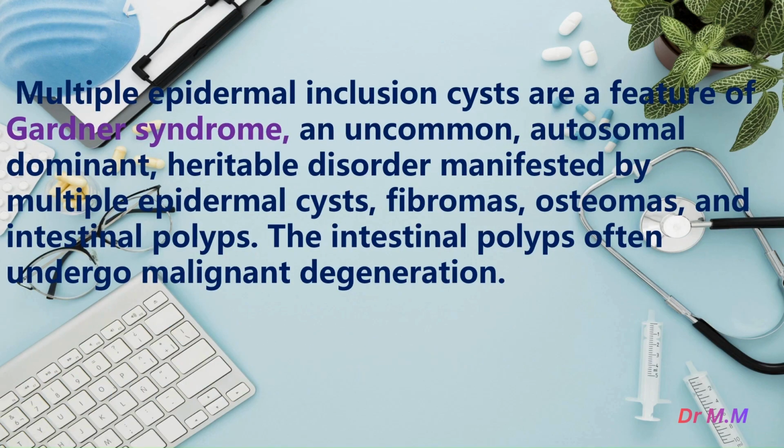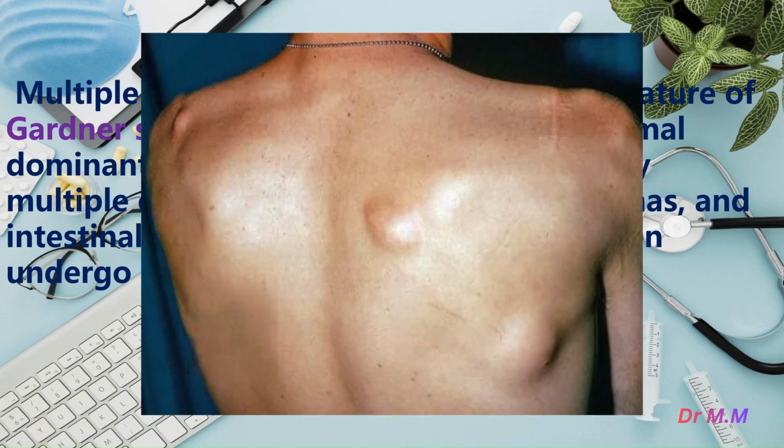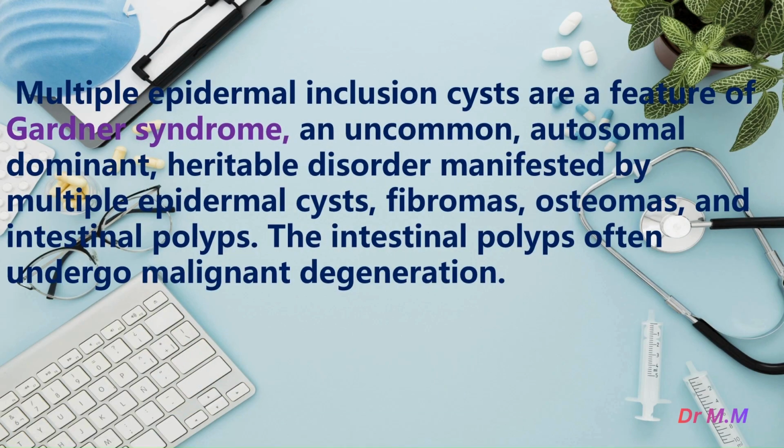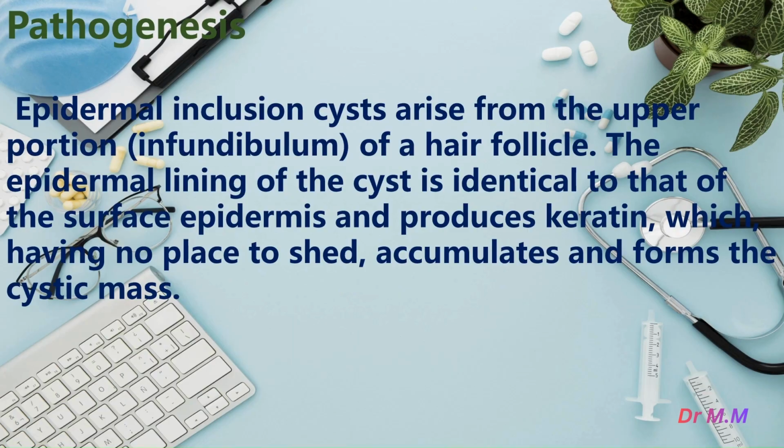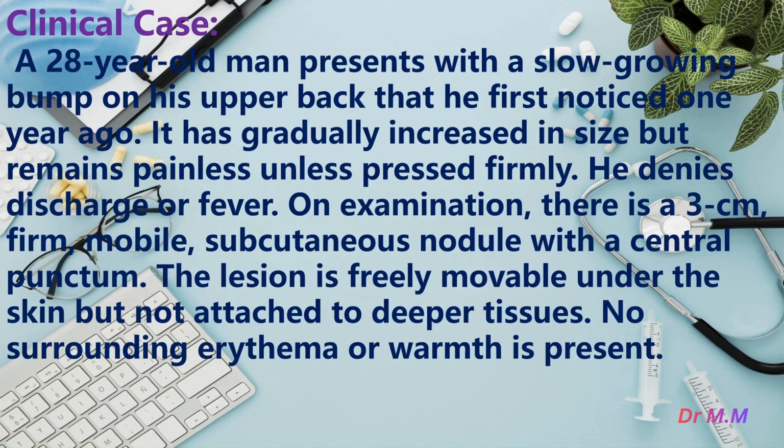Multiple epidermal inclusion cysts are a feature of Gardner syndrome, an uncommon autosomal dominant heritable disorder manifested by multiple epidermal cysts, fibromas, osteomas, and intestinal polyps. The intestinal polyps often undergo malignant degeneration. Pathogenesis: epidermal inclusion cysts arise from the upper portion or infundibulum of a hair follicle. The epidermal lining of the cyst is identical to that of the surface epidermis and produces keratin, which, having no place to shed, accumulates and forms the cystic mass.